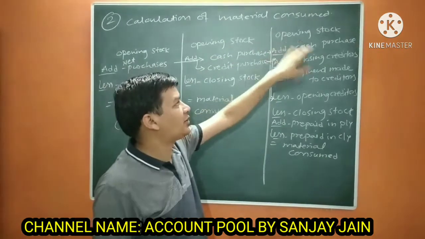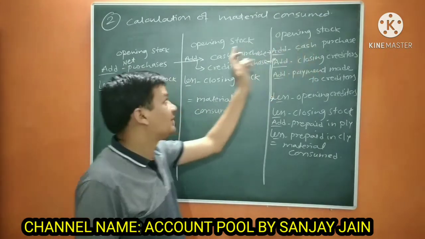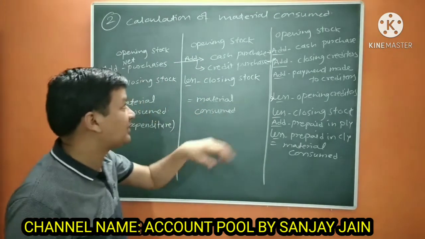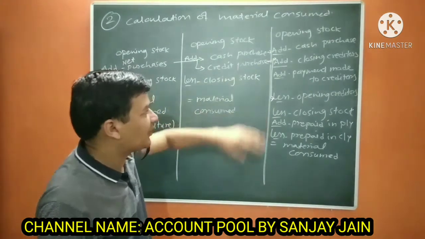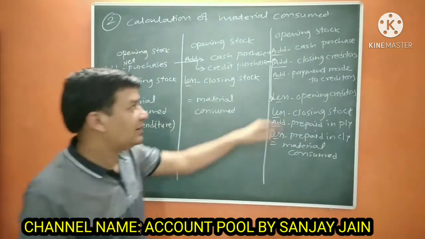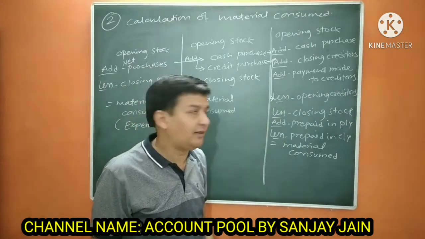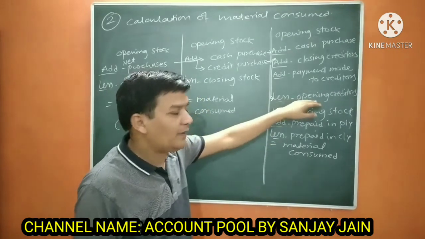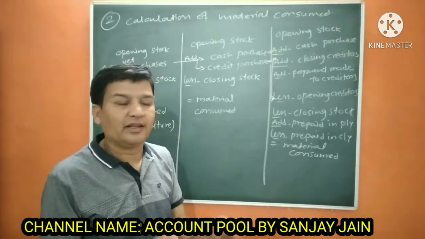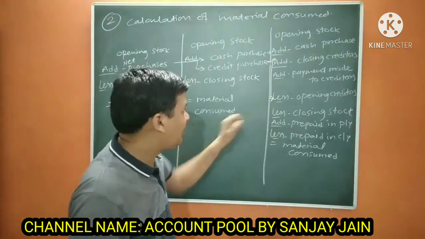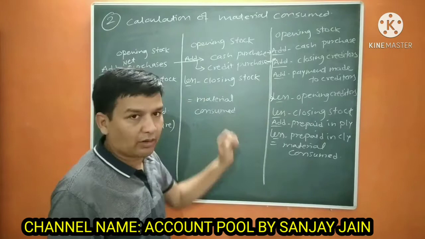That will be opening stock and cash purchases. We have already bifurcated here, so we are going to add that cash purchases. To calculate the credit purchase, what we have taken is closing creditors, add payment made to creditors, deduct opening creditors, we will get the net purchases, net credit purchases from here. Then we are going to take the closing stock.